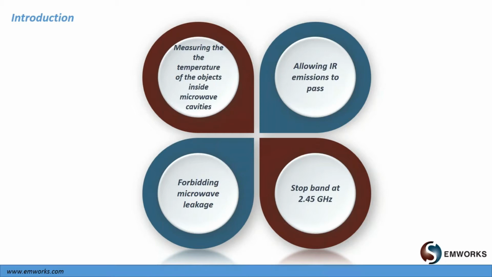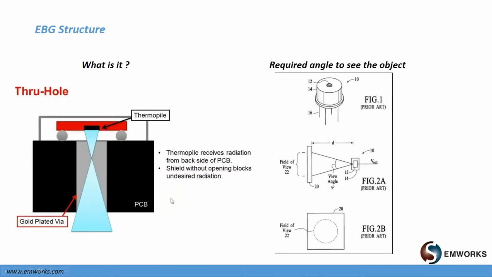Infrared sensors are based on thermopiles, of course. And thermopiles measure the temperature by seeing the modes of heat loss through the objects inside the cavity. However, in order to be able to measure the temperature, they should see the object. As you see, there is a requirement for the view angle for the thermopiles.